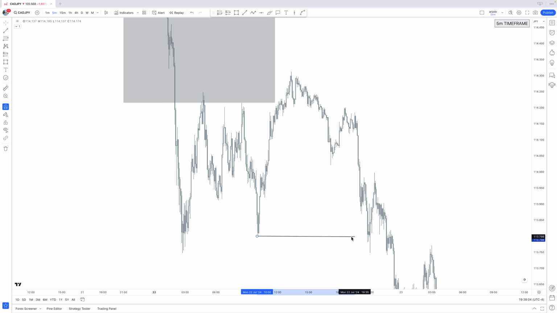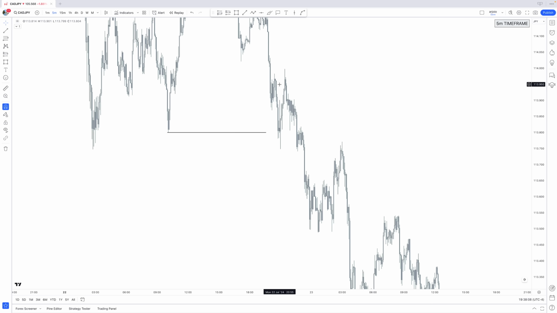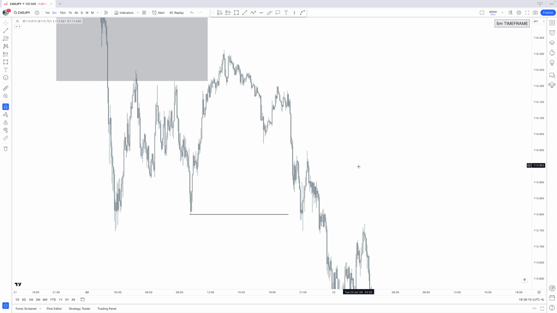Now, what is lower probability than getting a rejection from it? Is that we get an entry. And what is lower probability than that? Is that we get a 1 to 2 RR. What is a lower probability than a 1 to 2 RR? Is reaching the intermediate term low right there. What is lower probability than that? Is actually running the low and not sweeping the low. So the further your take profit, the more you are going to require from price action.